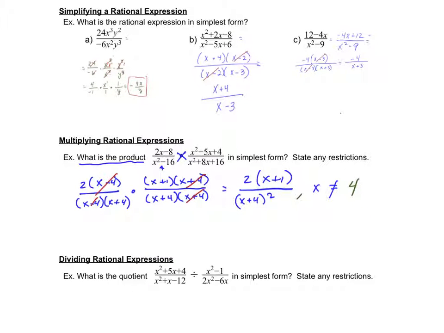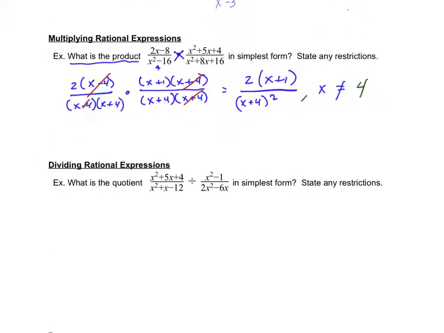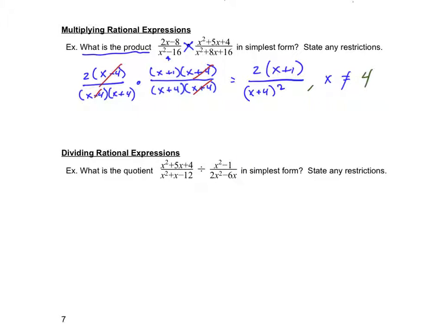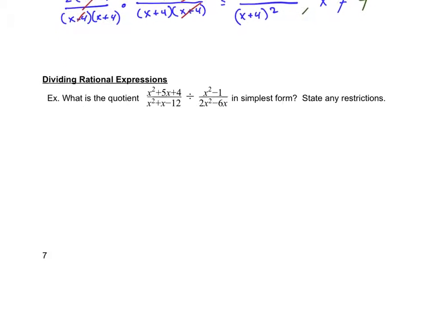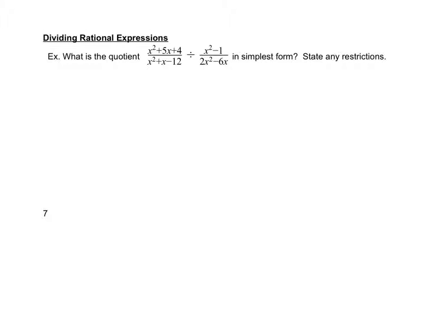Okay, so that is multiplying expressions. We want to factor, simplify, then multiply. Now let's look at division. The only thing with division is you have to remember that when you divide, what you're actually doing is multiplying by the reciprocal. So if we rewrite this, I have x squared plus 5x plus 4 over x squared plus x minus 12 times, remember, my reciprocal: 2x squared minus 6x over x squared minus 1.